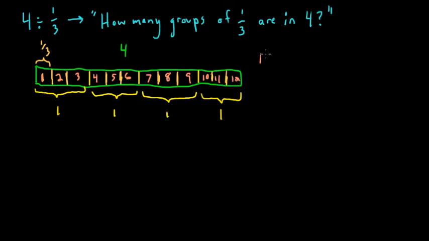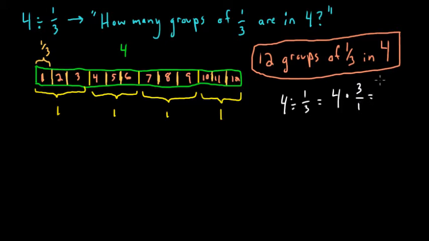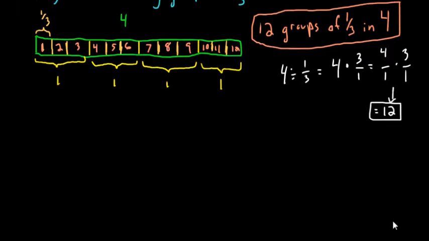So this is just a review about how to divide with fractions. So there are 12 groups of 1/3 in 4. So how many groups of 1/3 are there in 4? There are 12 groups. So just to verify, remember the saying, dividing with fractions is easy as pie. Just flip the second fraction and multiply. So 4 divided by 1/3 is the same as 4 times 3 over 1, which is equal to 12 over 1, which is 12. So there you go.